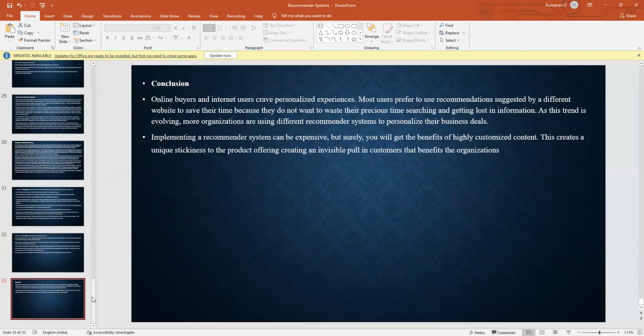Online buyers and internet users crave a personalized experience. Most users prefer to use recommendations suggested by different websites to save their time because they do not want to waste their precious time searching and getting lost in information. As this trend is evolving, more organizations are using different recommender systems to personalize their business tools. Implementing a recommender system can be expensive, but surely you will get the benefits of highly customized content. This creates a unique stickiness to the product offering, invisibly pulling in customers, which benefits the organization.